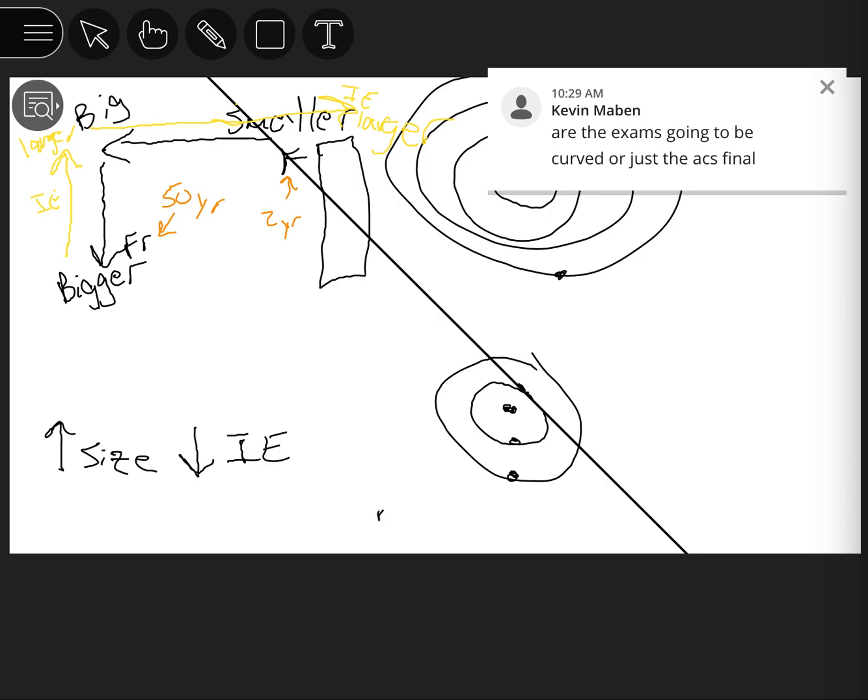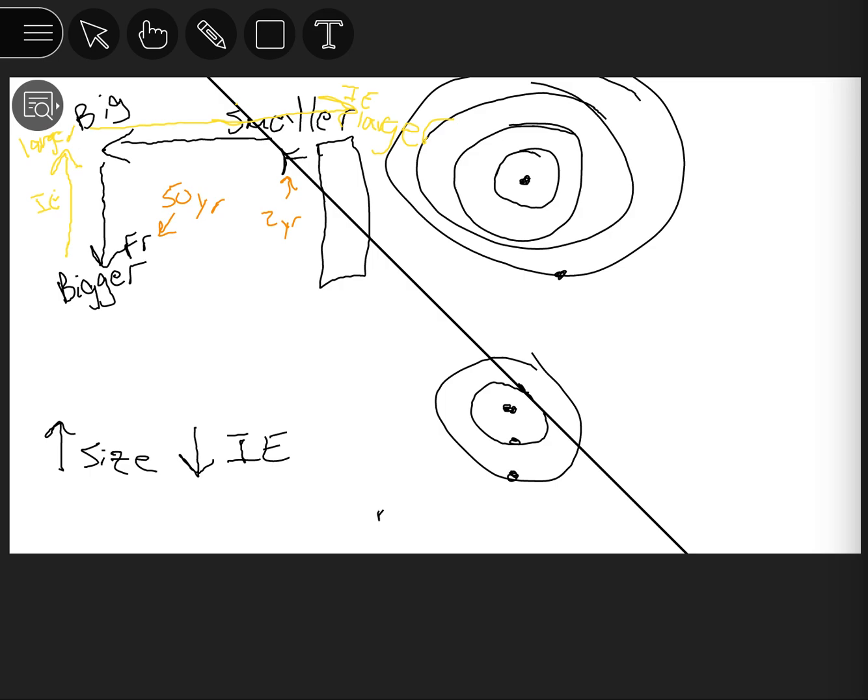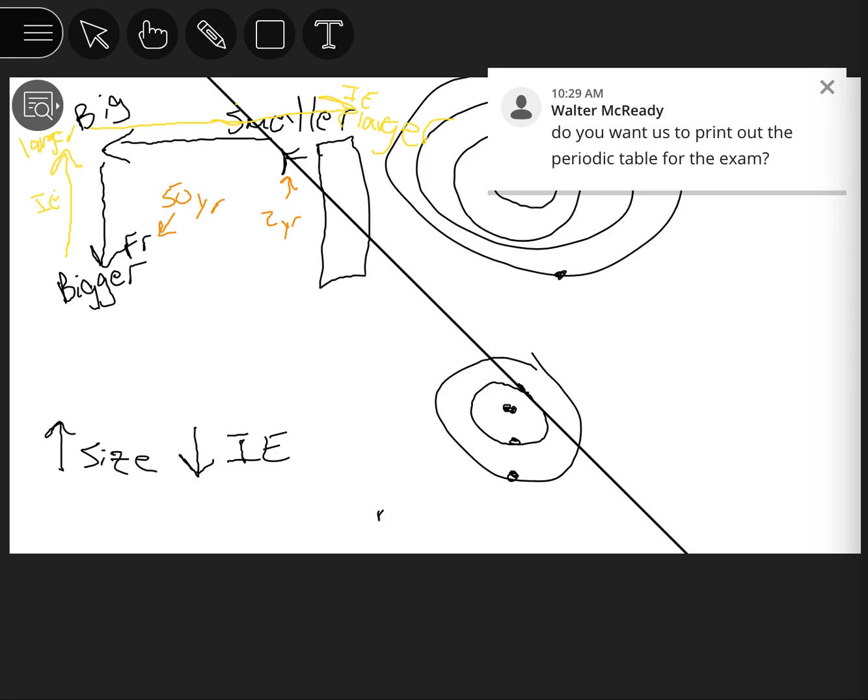Okay, all right, so now you kind of got the idea of that. And just to mention, electron affinity is the opposite of ionization energy, and it has to do with how much energy it takes to put an electron on.